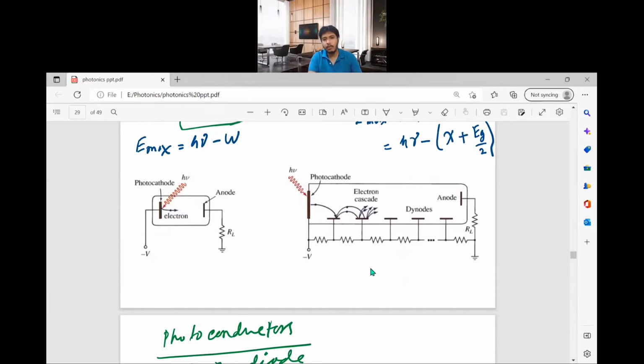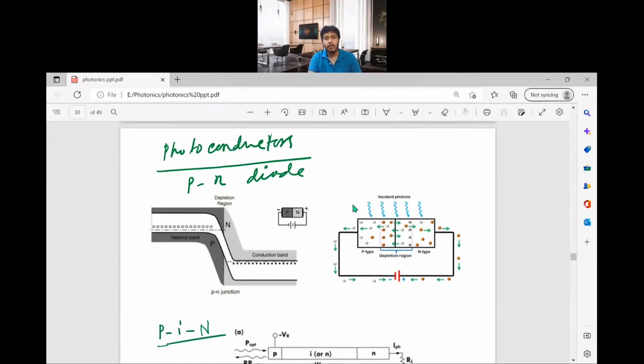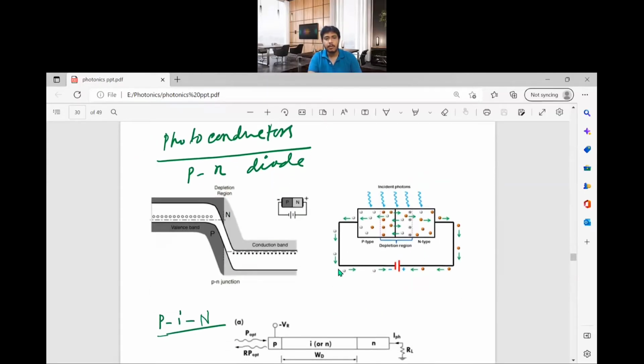Okay. So now we'll move on to the photoconductor. A photoconductor is basically a photodiode. It's made of semiconductor. It's a PN junction diode. So as you can see, if you have a PN junction, you have the depletion region here.